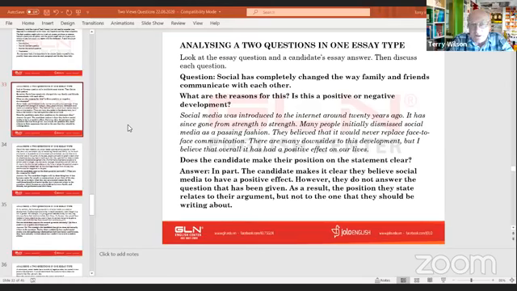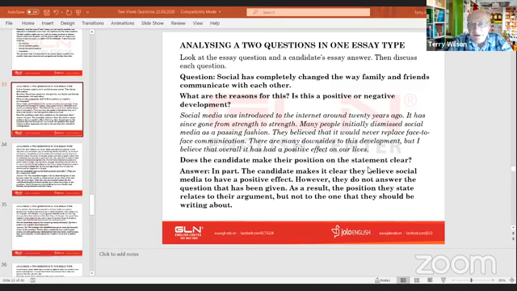So let's look at the first question. Does the candidate make their position on the statement clear? Well, the answer is only in part. So the candidate makes it clear they believe social media to have a positive effect. However, they do not answer the question that's been given. As a result, the position they state relates to their argument, but not the one they should be writing about.